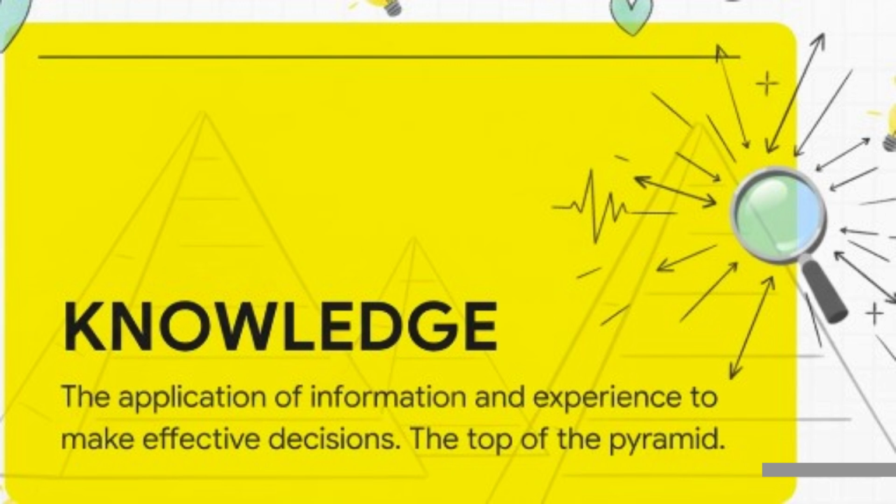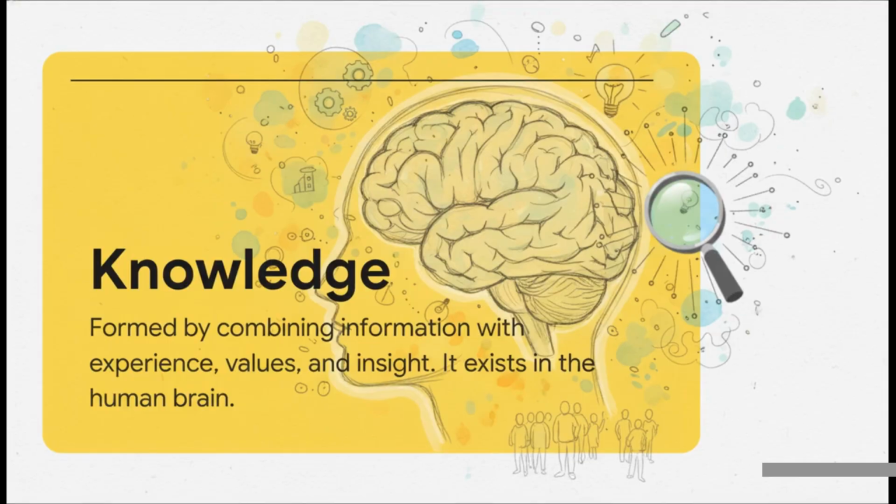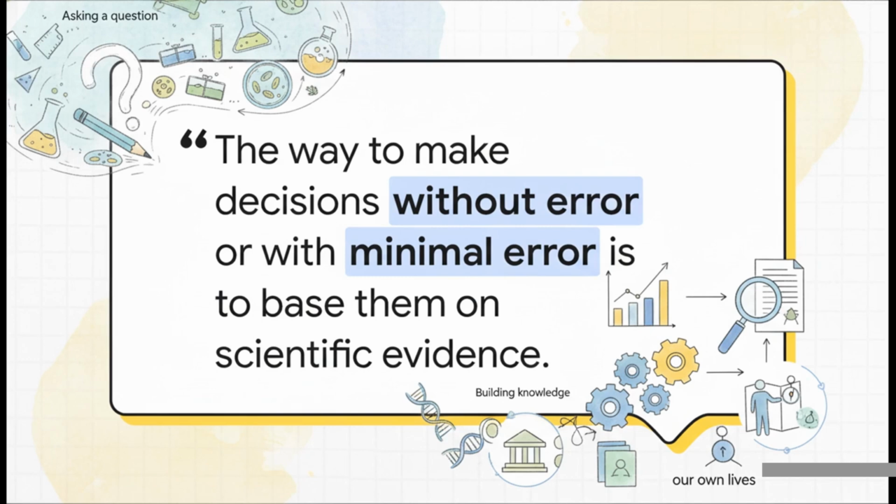And at the very top of that pyramid is knowledge. This is the step that only we humans can do. It's where we combine that information with our own experience, insights, and values. It's not just seeing the age chart. It's understanding why that age group is coming more often and what that means for how the clinic should operate. Data can live in the computer, but knowledge lives in a person's mind. And to answer the question asked earlier, this is the entire point: to make decisions without error or with minimal error.